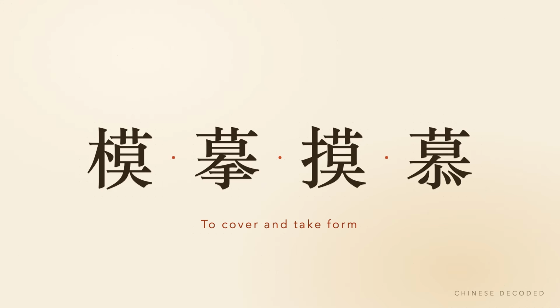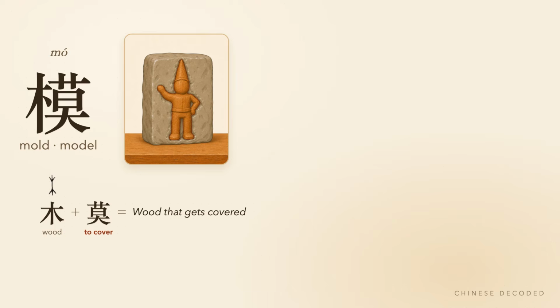Last, from to cover, an extended operation arises: to cover and take form. Let's go through the characters built on this extended meaning. First, mo, the character for a mold or a model. The composition is wood plus to cover, wood that gets covered.